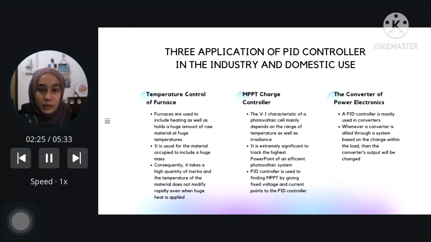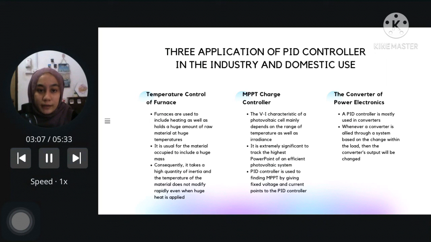First of all, as you can see, the temperature controller of a furnace. Generally, furnaces are used to heat as well as hold a huge amount of raw material at huge temperatures. It is usually the case that the material occupied includes a huge mass. Consequently, it has a high quantity of inertia, and the temperature of the material does not change rapidly even when huge heat is applied.